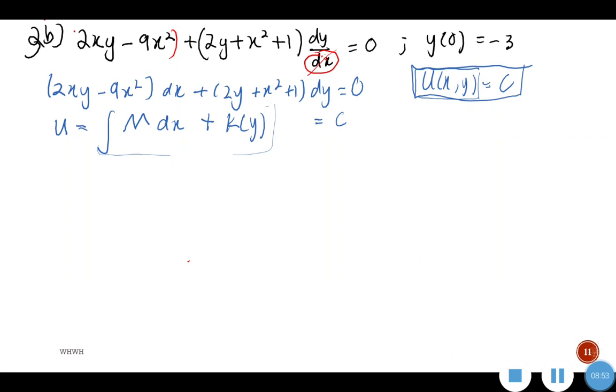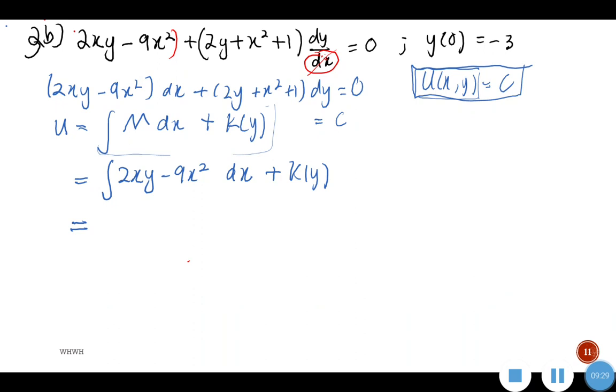Alright, so M dx, what's our M tadi? Okay, integration of 2xy minus 9x square dx, right? Okay, plus with k(y) ni tak termasuk dalam integration. So how to integrate this? Macam biasalah, we regard y tu sebagai constant. Ataupun kalau nampak pun bawa dia bersama when you want to integrate, but you do not have to integrate them sekali dengan x.